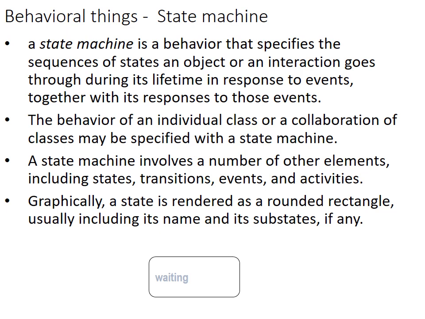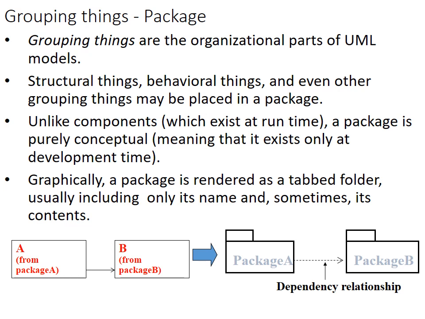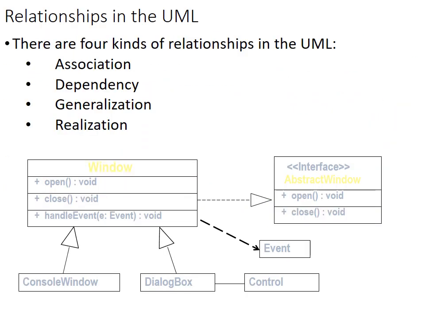Then we have state machines, which model changes in activities. Then grouping things. Grouping things means packages or grouping. So, if it's an HR system, we also have payroll for salary, recruitment. We have several groups of activities. We call them packages. So we create those packages for us. Then come the relationships. For relationships we have association, dependency, generalization, realization. We have covered this in another topic also.